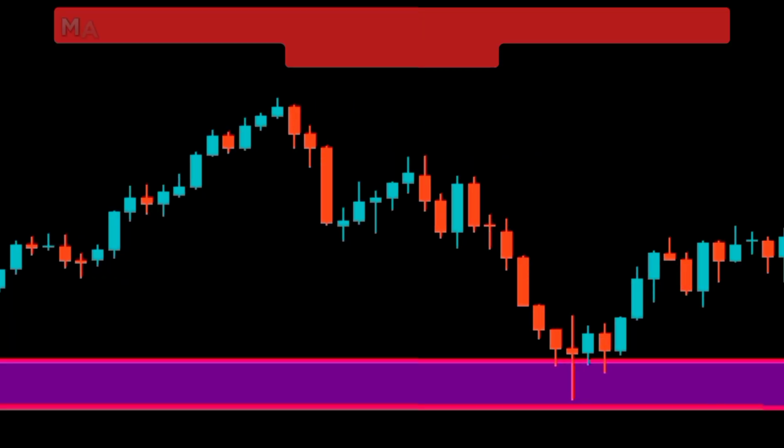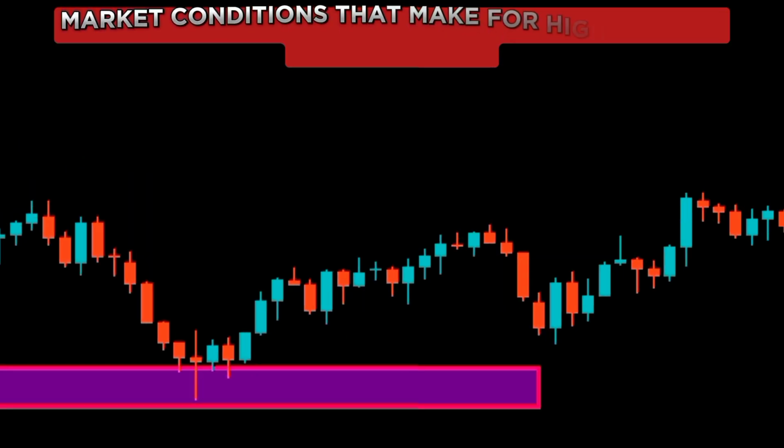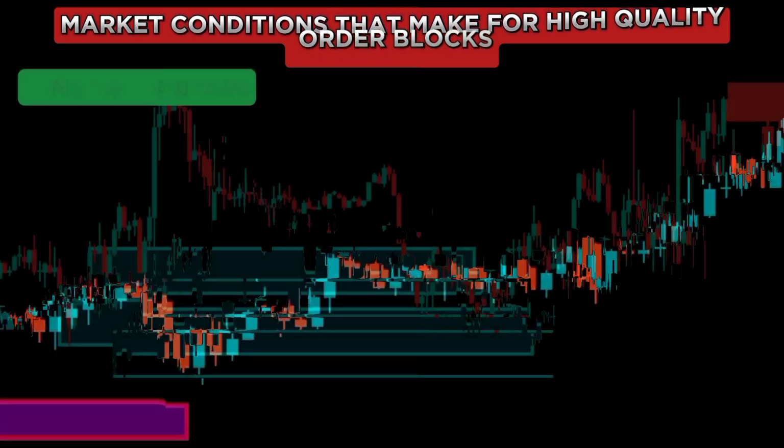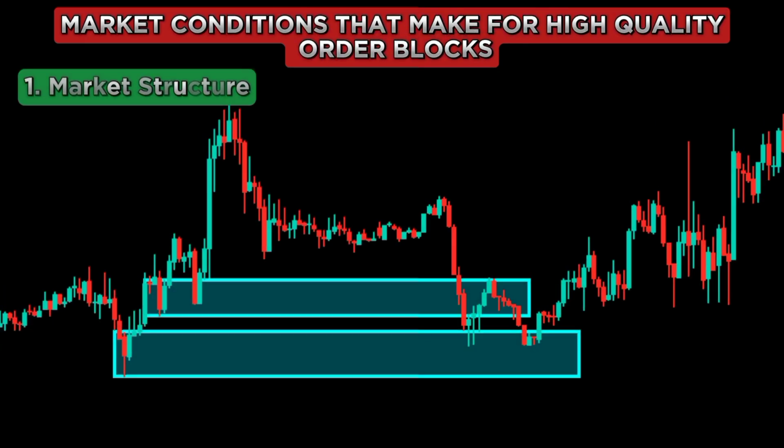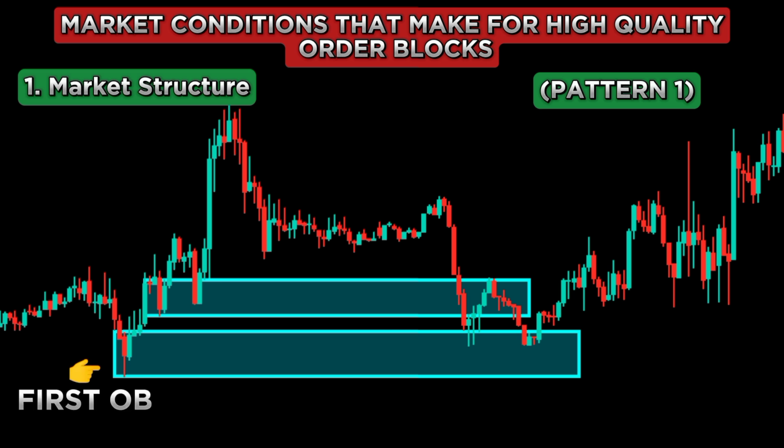Here are the market conditions that make for high-quality order blocks. Number 1, market structure. There are 3 market structure patterns that make for high-quality order blocks. Here is the first structure pattern that kept repeating during my backtesting phase. For this, you will see an order block like this. It does a break of structure, making it a valid order block, and before the market returns to the order block zone, another decision candle has broken another structure, giving us another trading opportunity.